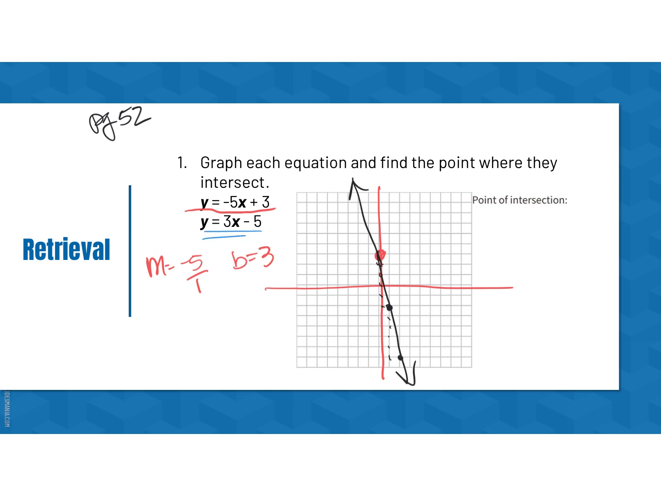All right. Lower one, it's in blue. So our slope is 3 or 3/1. Y-intercept is -5. So I'm going to start at -5. 1, 2, 3, 4, 5. Right? And then we're going to go up 3/1, up 3/1. And where do they cross? They cross at 1, -2.